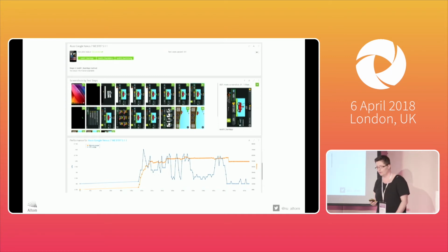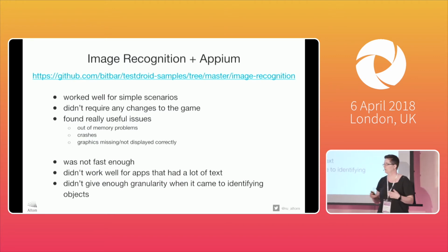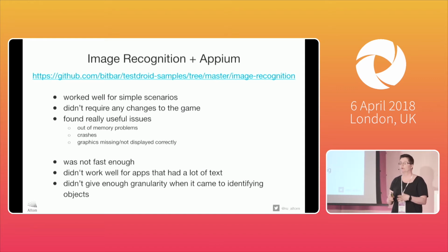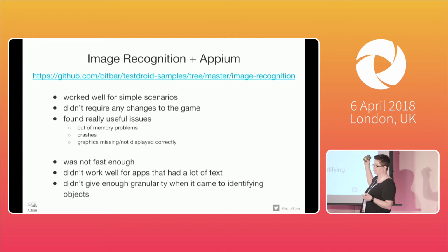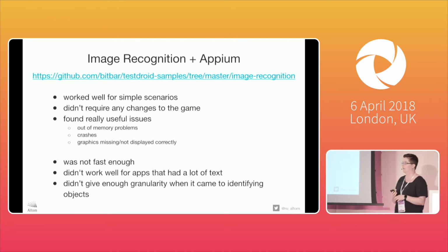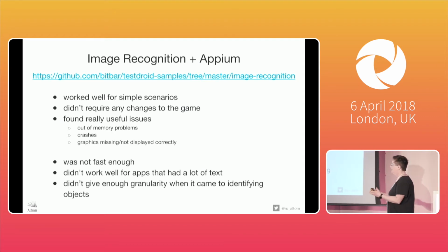So we worked with this on quite a lot of clients, some of them bigger, some of them smaller, trying to get them to write very simple scenarios. This is what they were looking for, and it worked really, really well for that. Some version of the framework that we built is available on GitHub, on the Testdroid samples repository, on the Bitbar GitHub account. So if you want, you can try it and see how it works in real life.